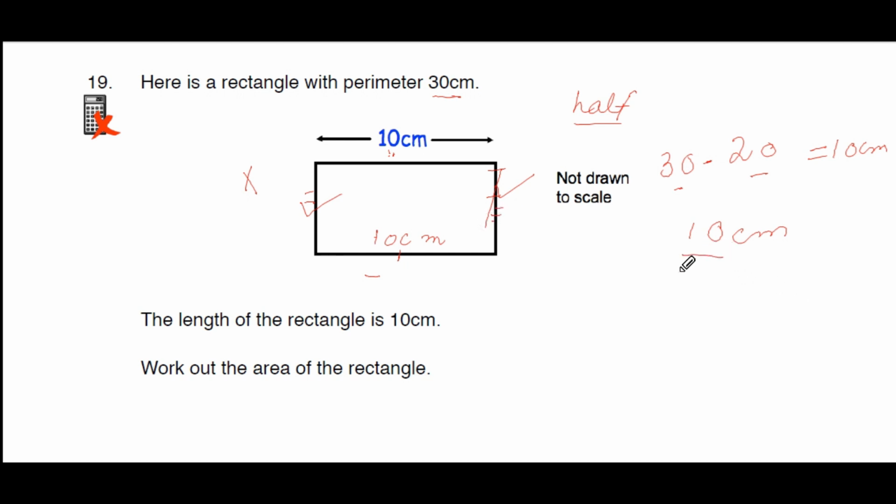When you divide 10 by 2, you will get 5, and 5 centimeters will be the width of both sides. Okay, 5 centimeters, and the corresponding side will also be 5 centimeters. So what is our area now? 5 times 10 is 50 centimeters squared.